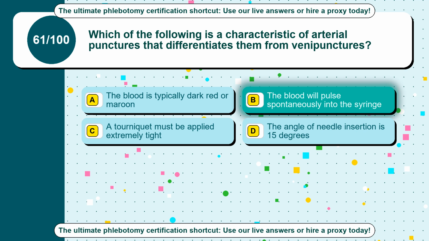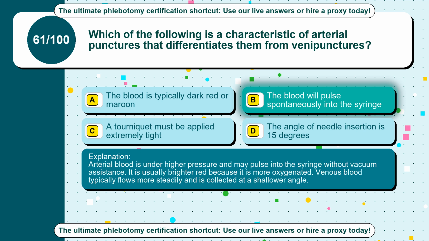The correct answer is option B, the blood will pulse spontaneously into the syringe. Arterial blood is under higher pressure and may pulse into the syringe without vacuum assistance. It is usually brighter red because it is more oxygenated. Venous blood typically flows more steadily and is collected at a shallower angle.